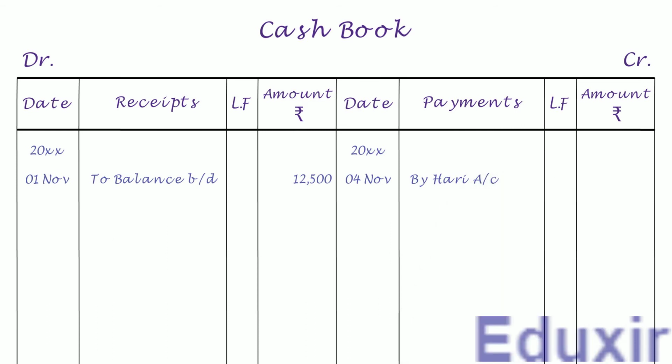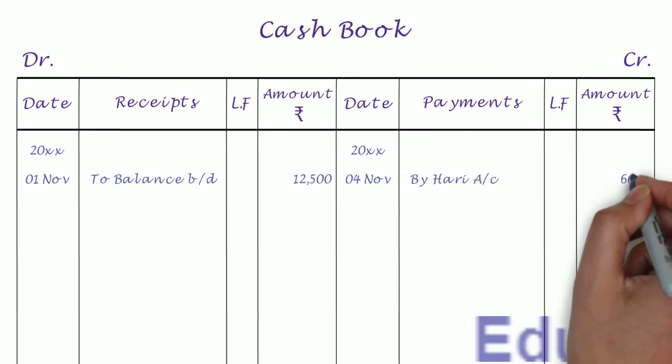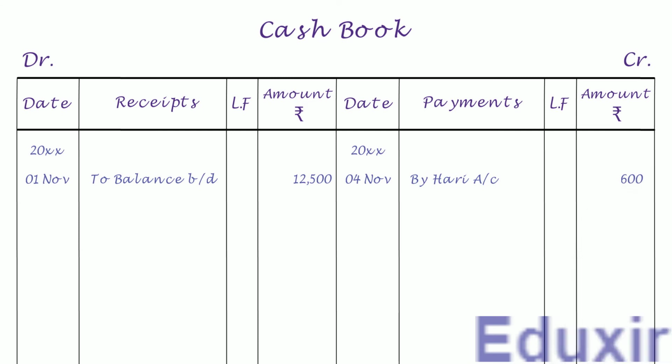Let us then record the credit amount of 600 rupees in the amount column. With that, we have completed the posting of this transaction into the cash book. Let us now take up the next transaction.